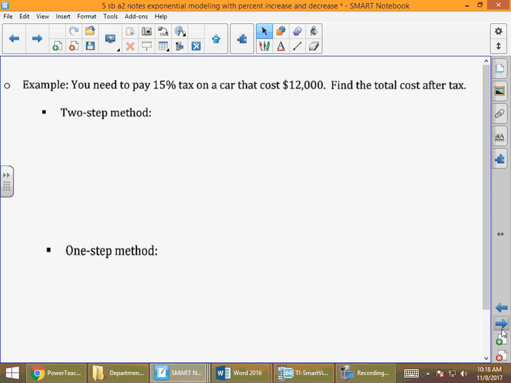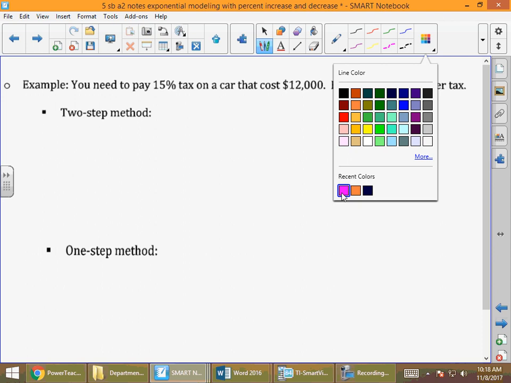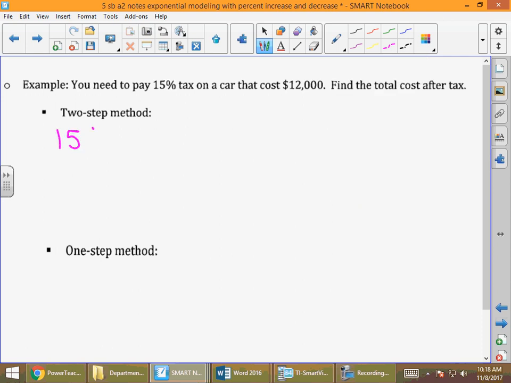If we look at this first example, it says you need to pay 15% tax on a car that cost $12,000. Find the total cost after tax. Well, here's the two-step method. We can take 15%, and we would move the decimal two spaces to the left to get the decimal, which is 0.15. And then we're going to multiply that number by 12,000.